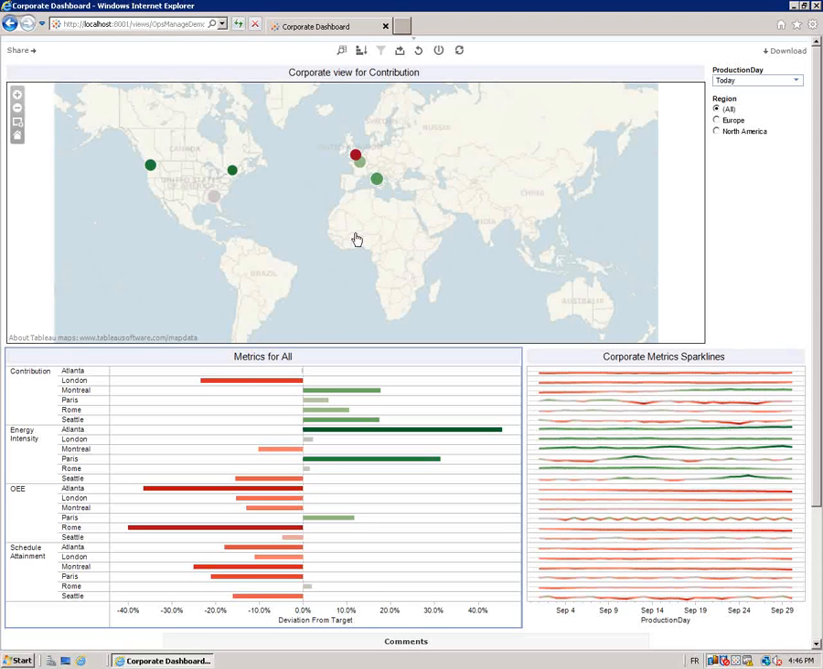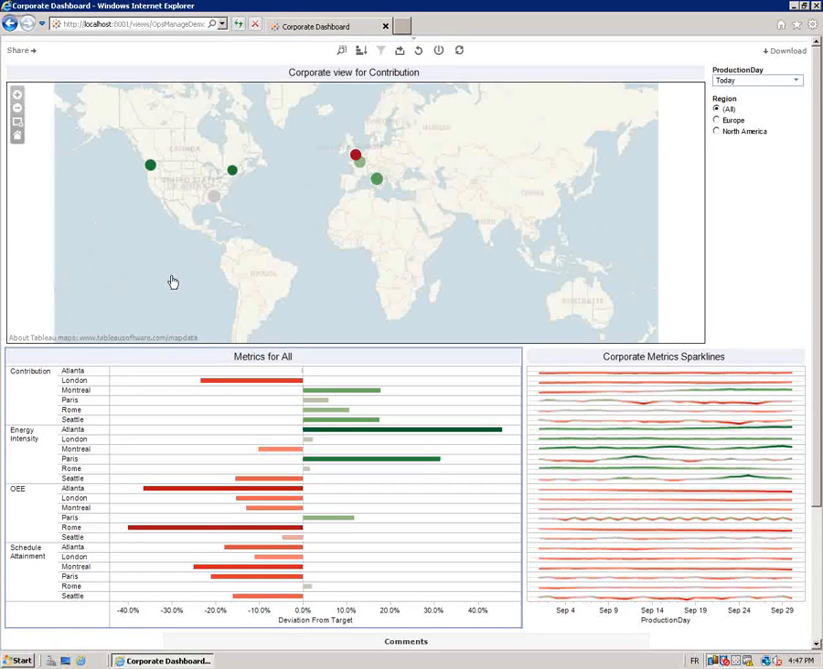software in his environment. So Jack, on a daily basis, uses his iPad to monitor the different KPIs, key performance indicators, for each of the plants. There are 4 KPIs that he is mainly interested in that are aligned with the corporate objective: the contribution, so the dollar amount, energy intensity, OEE, and schedule attainment.